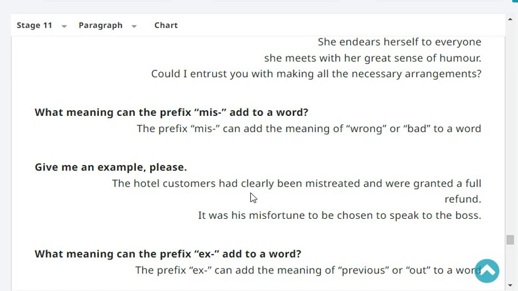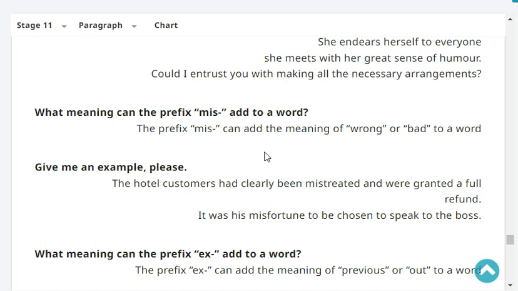The hotel customers had clearly been mistreated and were granted a full refund. Very good. It was his misfortune, Omar, to be chosen to speak to the boss.